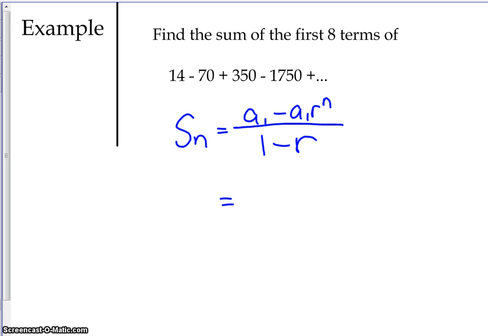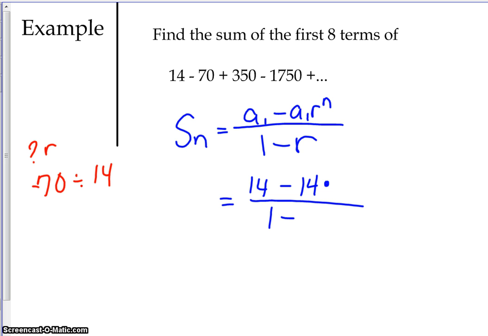Okay, so now let's just plug in what we know. My first term is 14. Oh, I don't need to know my last term. This is the beauty of this one. I remember this now. I need to figure out my r, so this is where I'd go off to the side and say, what is my r? I need to take this negative 70 and divide it by 14. Negative 70 divided by 14 is negative 5.